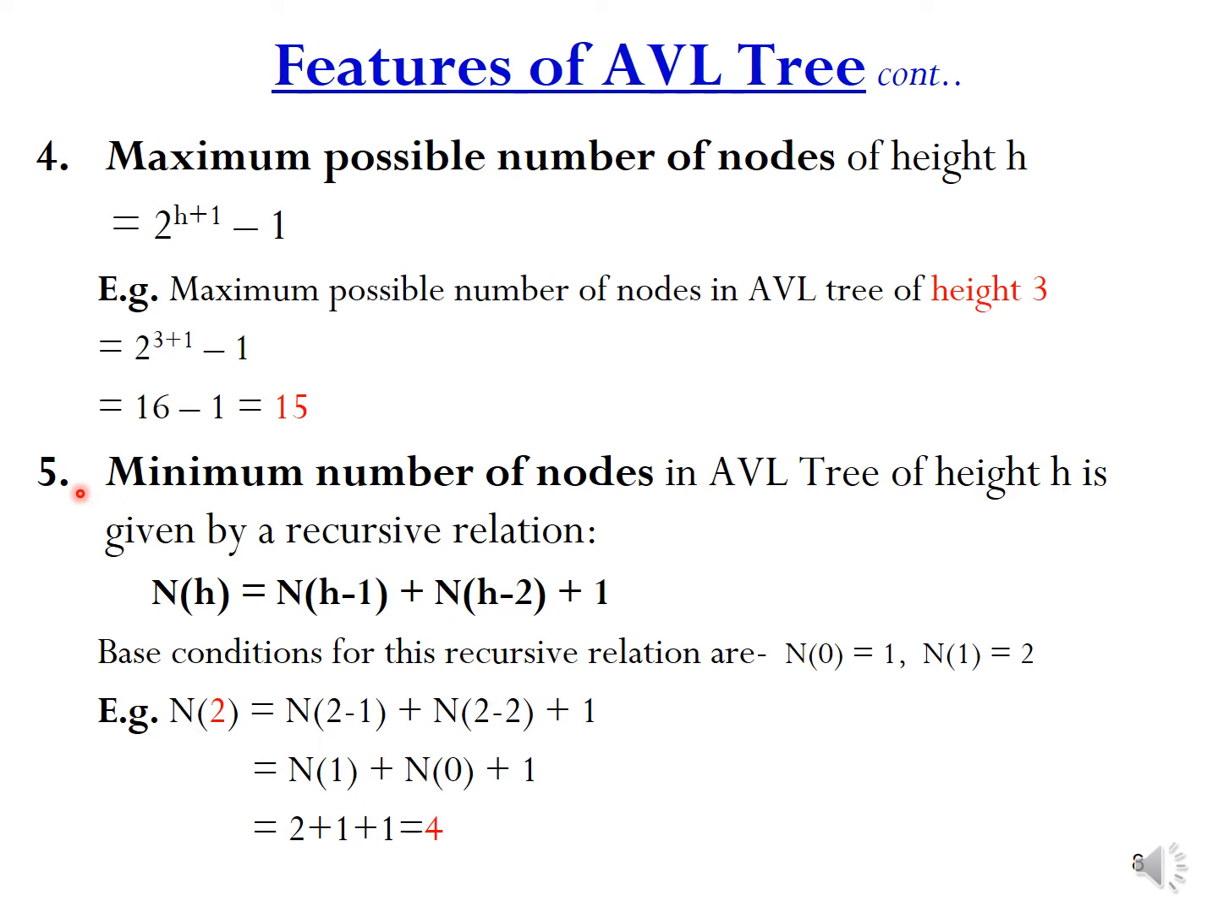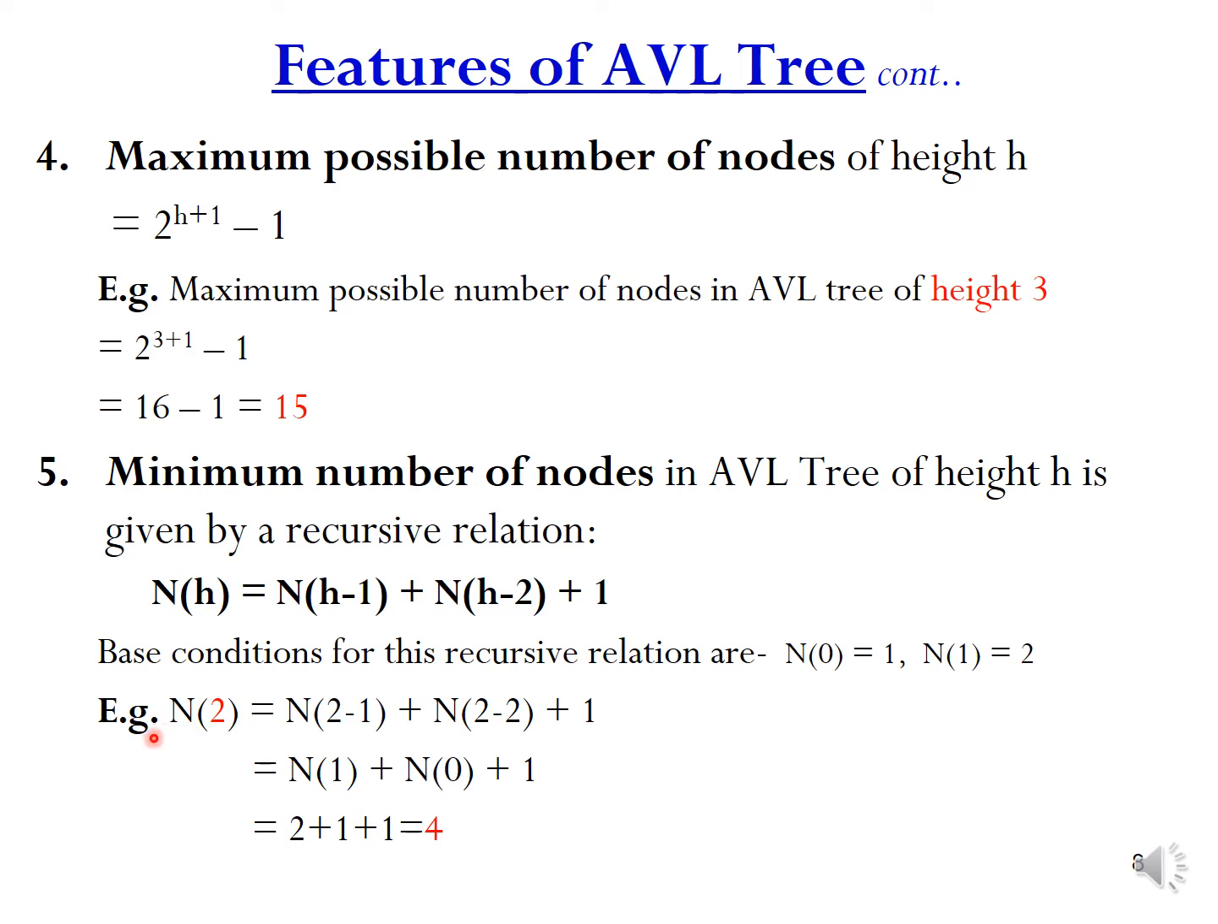And the fifth feature is the minimum number of nodes in an AVL tree of height h. It is given by the recursive relation n of h equals n of h minus 1 plus n of h minus 2 plus 1, where h is the height and n is the minimum number of nodes. Now the base conditions for this recursive relation are n0 is 1 and n1 is 2.